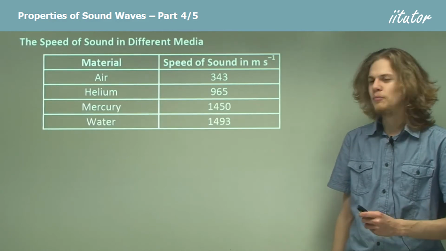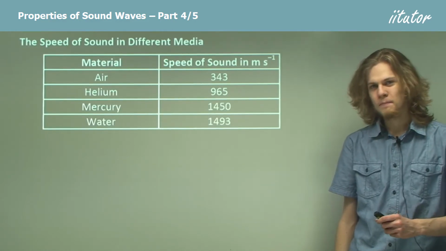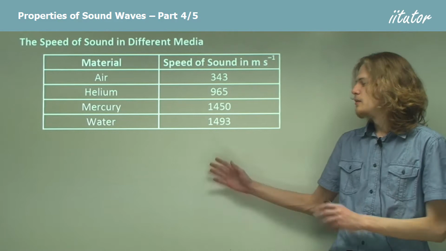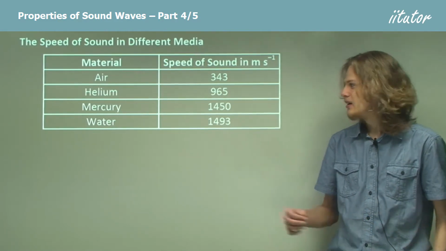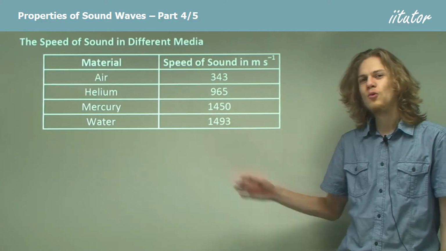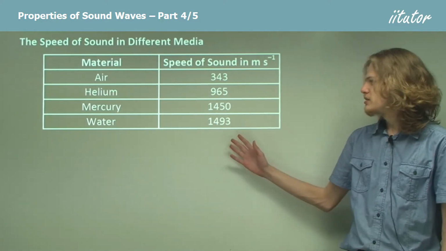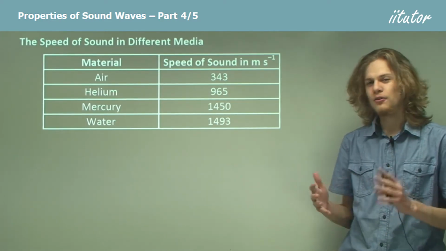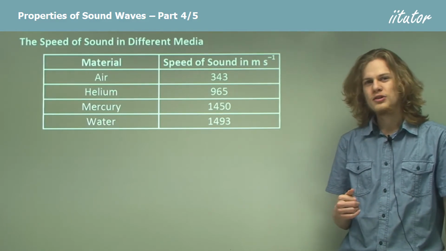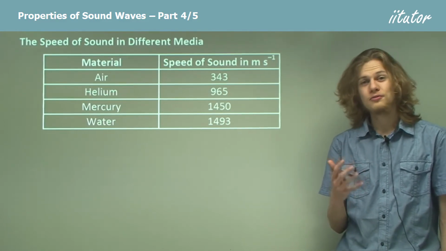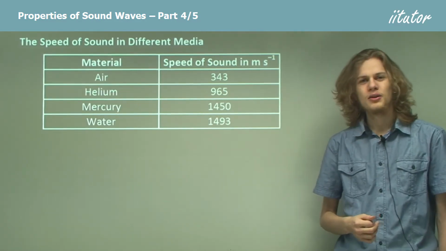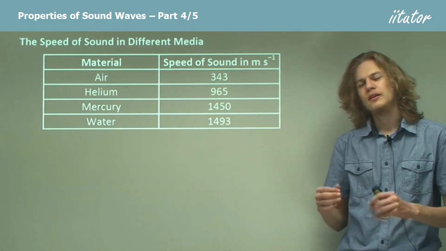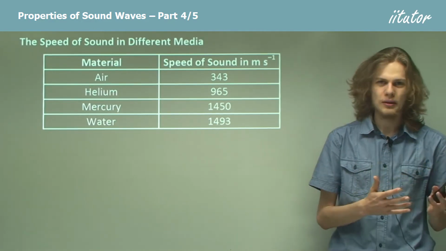So now let's take a look at some liquids, mercury and water. As you can see, because liquids are so much more dense than gases, sound waves will travel far more quickly. So these speeds are about 1,500 meters per second, which is 4 or 5 times faster than the speed of sound in air. So we can see that in liquids, sounds will travel much more quickly.